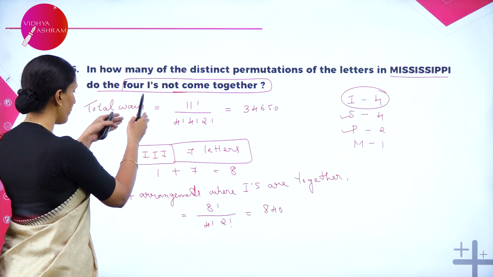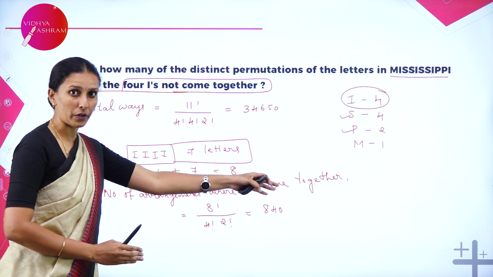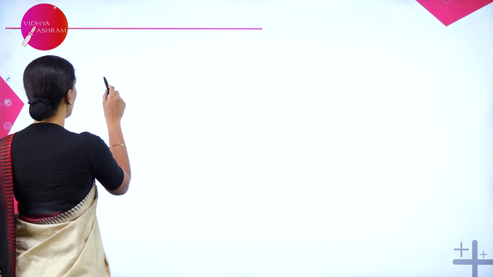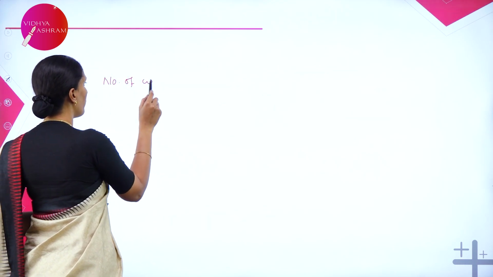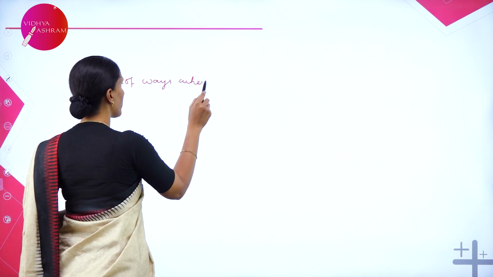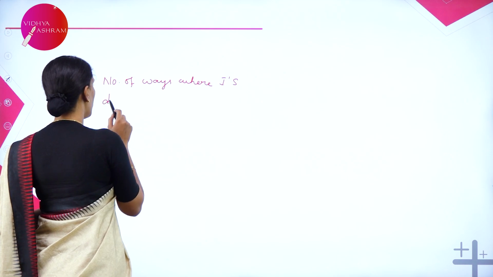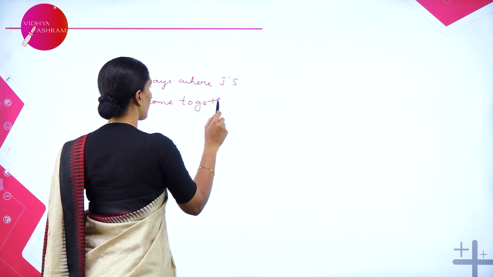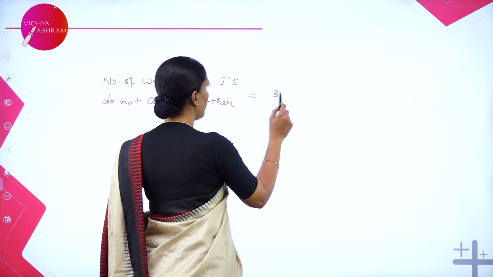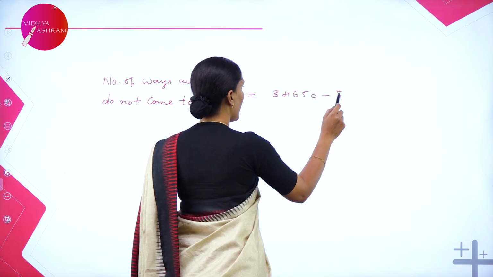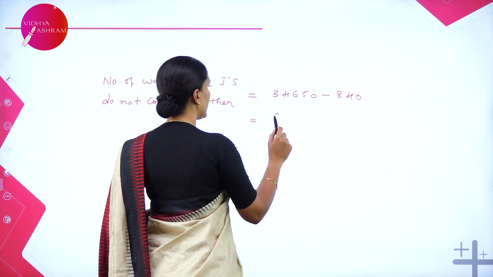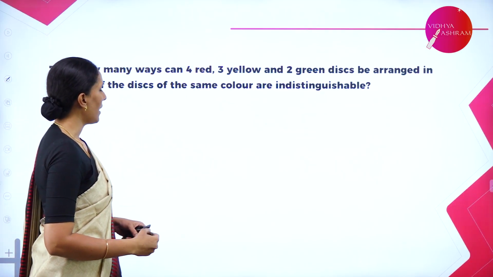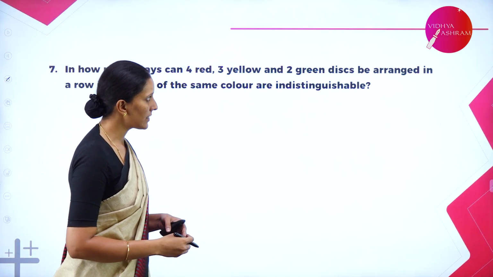Now I need to calculate the number of arrangements where I's do not come together. So I know the total number of ways. I know the number of arrangements where I's come together. So if we subtract them, we'll get 4 I's do not come together. So therefore, the number of ways where I's do not come together will be equal to 34,650 minus 840, which is equal to 33,810.